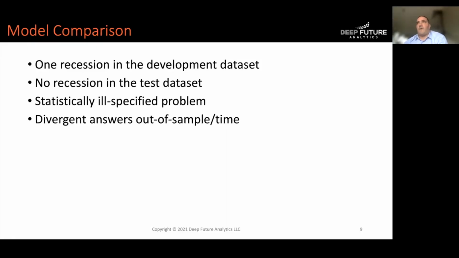So again, we have only one recession in the development sample, no recession out of sample. So statistically, that's not a well-specified problem. We expect a lot of divergences in the paths of these different specifications out of time.